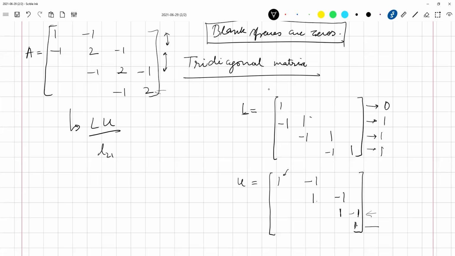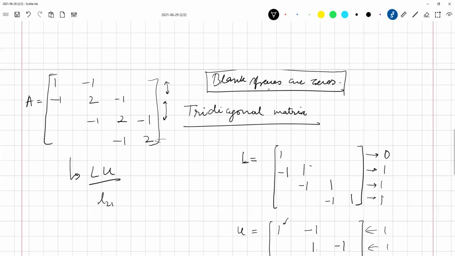What about this side? Starting from here, how many calculations are required? 0, you directly have the answer. Then we have one calculation here, one here, and one, and one, and one. So approximately how many calculations in total? 2n. So if we have n rows, n minus 1 here and n minus 1 here, so n minus 1 times 2, of the order of 2n. That will be the number of calculations required in a tridiagonal matrix. Is that okay?